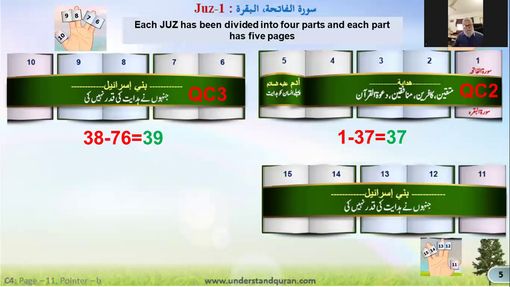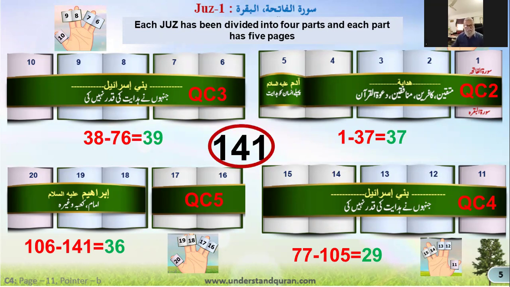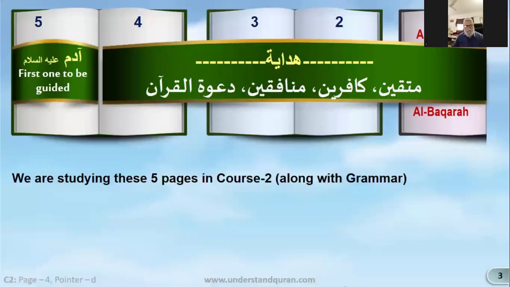And the next 5 pages, page 11 to 15, inshallah, we will study in QC4 from 77 up to 105, meaning the 29 ayahs. The last 5 pages, page 16 to 20, inshallah, we will study in QC5, starting with 106 up to 141, meaning the 36 ayahs. In first juz, there are 141 ayahs. Inshallah, we will complete them in QC5.